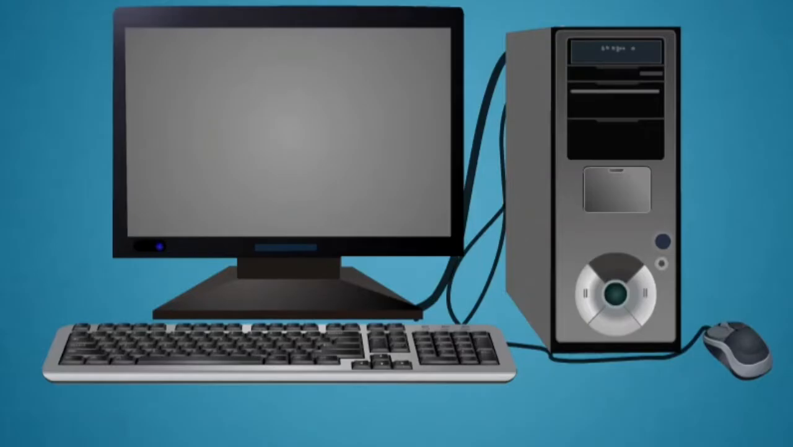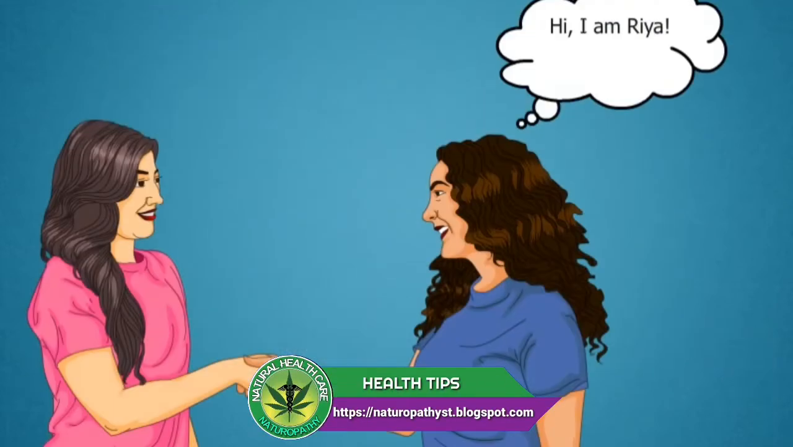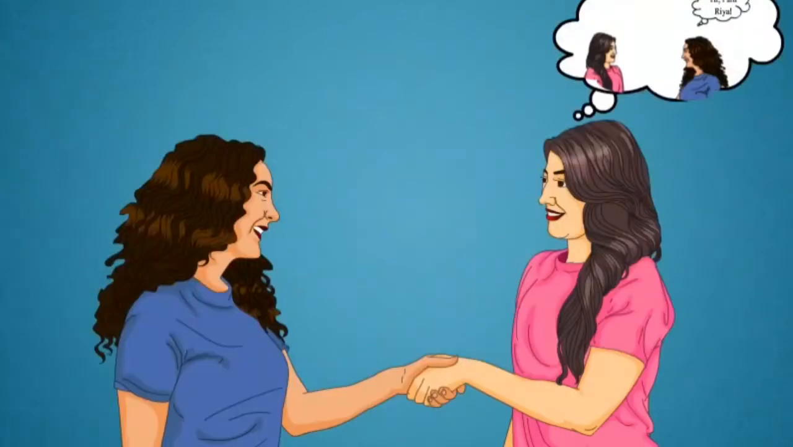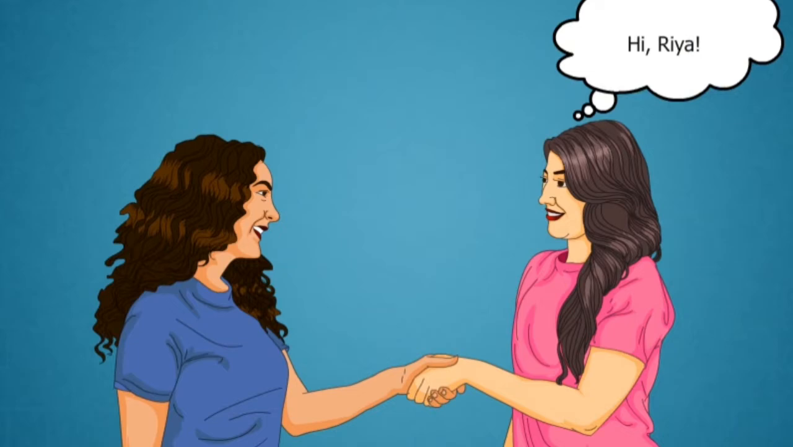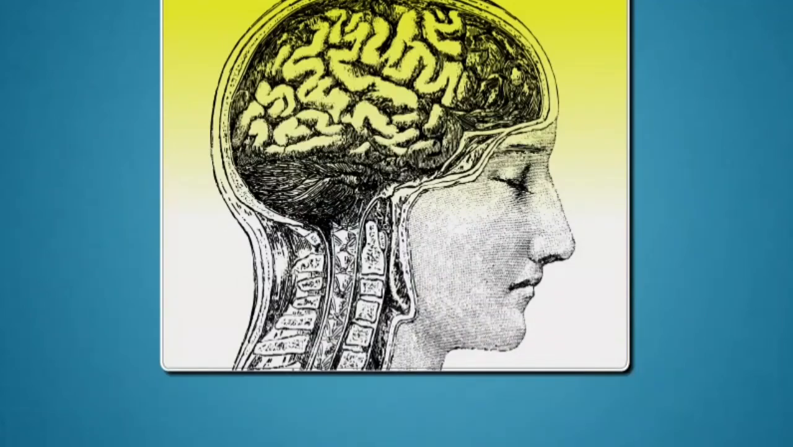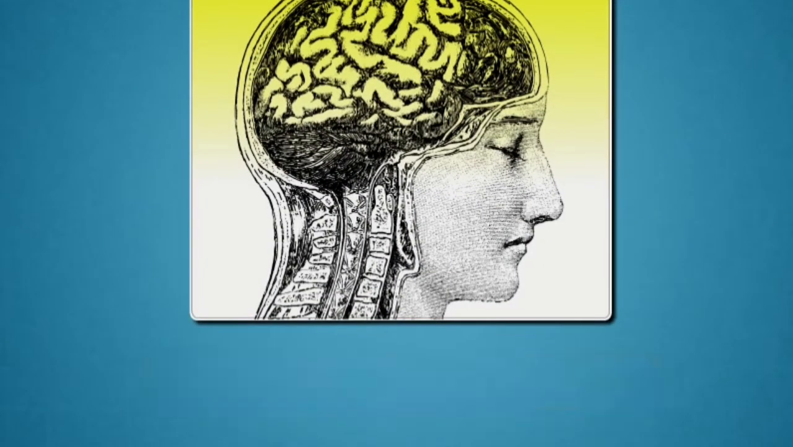To understand computer memory, first let us see how we remember things. When someone tells us his or her name, what happens? We remember the name, right? So that when we meet the same person the next time, we call them by their name. So where is the name stored? It is stored in the memory of our brain. When we know something, it is stored in the memory.